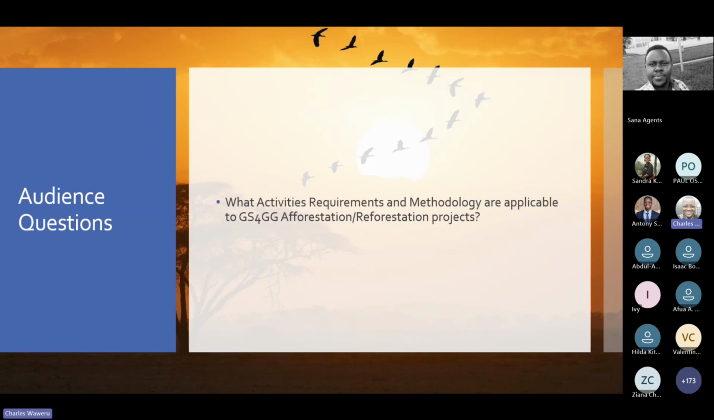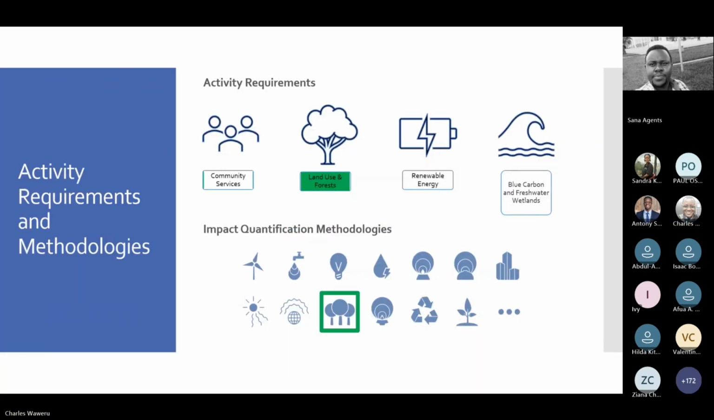Again, another question: what activity requirements and methodologies are applicable to the Gold Standard ARR projects? What activity requirements? Remember the different requirements. I'm not asking about what activity requirements and methodologies are applicable to the Gold Standard carbon projects. Take it back.